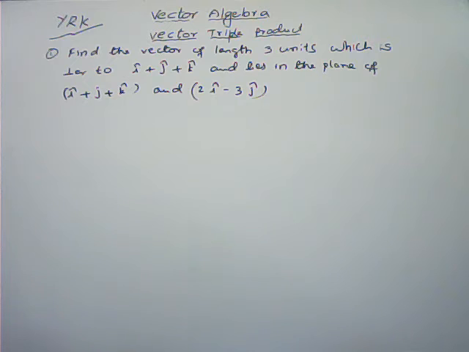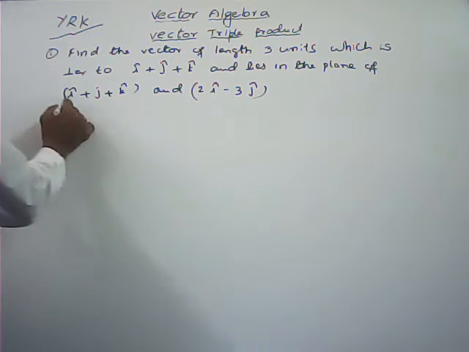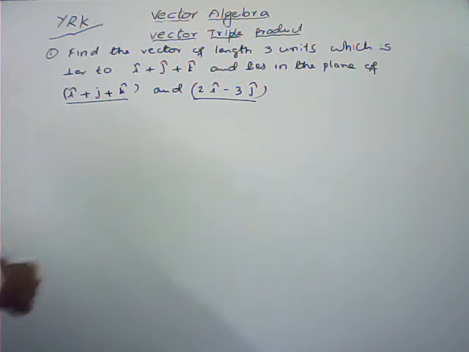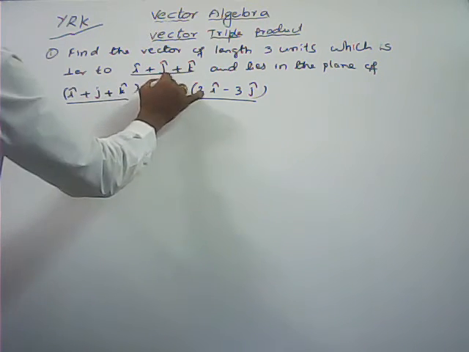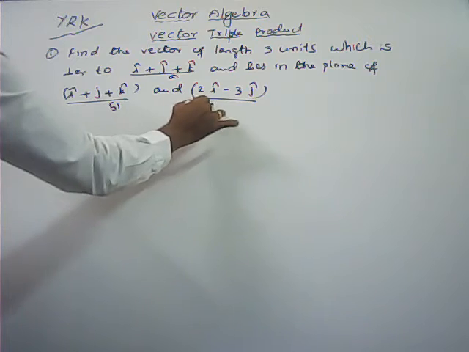Here, first problem. Find the vector of length 3 units which is perpendicular to i cap plus j cap plus k cap and lies in the plane of these two vectors. Here I already told you at the start, the vector which is perpendicular to A bar and lies in the plane of B bar, C bar is nothing but A bar cross B bar cross C bar only. So this one I am taking as A bar, this is B bar, C bar.